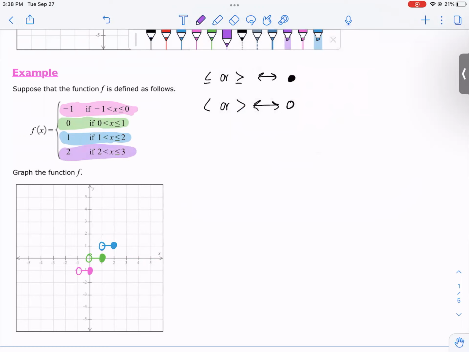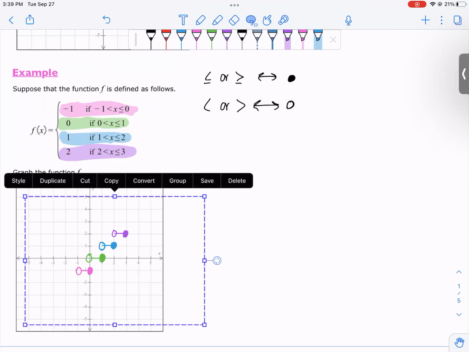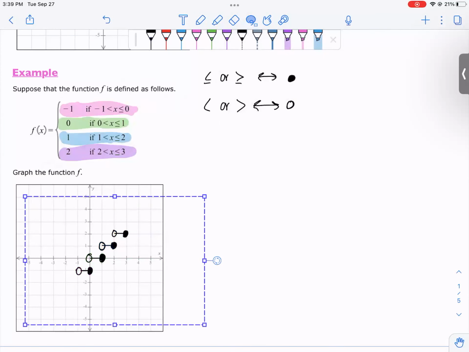Finally, we have this last portion at y equals 2. Again, it would look like this, but we have it limited to just between 2 and 3. Open circle at 2, no underline. Closed circle at 3. Open circle, closed circle. And that's what my graph would look like. Now, it wouldn't be color coded like this. It would all be in black. But that's what my graph would be.